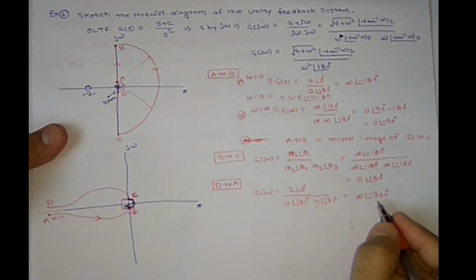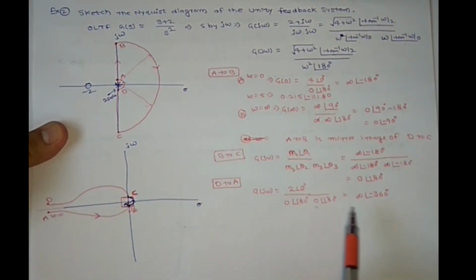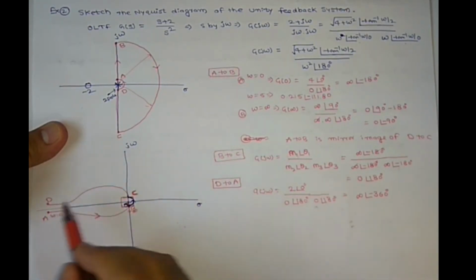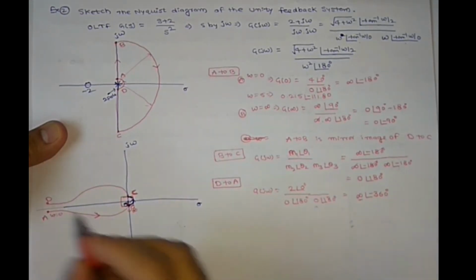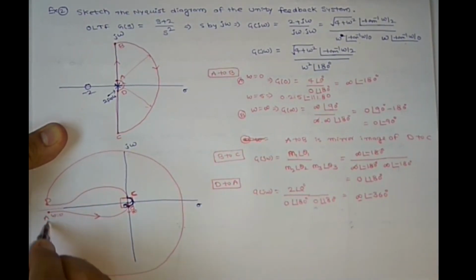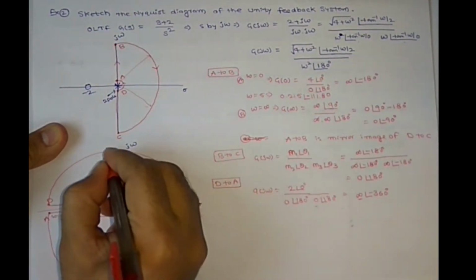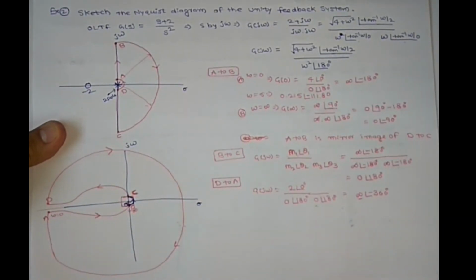So minus 360 degrees. See D to A, if you want to come D to A, you need to make it at infinity radius, and minus 360 degrees means clockwise direction. So you are coming in the clockwise direction, minus 360 degrees. Got this one?